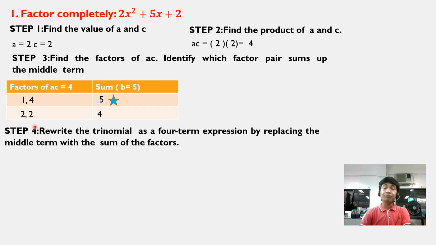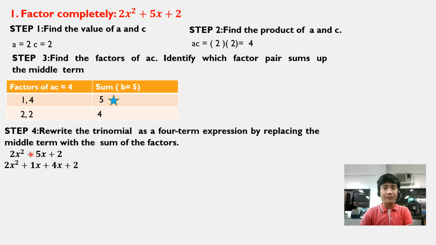Step number 4, rewrite the trinomial as a 4-term expression by replacing the middle term with the sum of the factors. Now, sa step number 4, babalikan lang po natin yung ating given polynomial. Ang gagawin lamang po natin sa step number 4 is yung ating middle term ay ating paghihiwalayin gamit yung mga terms na nakuha natin sa step number 3. Paano po yun, sir? So, we have here 2x squared plus 1x plus 4x plus 2.